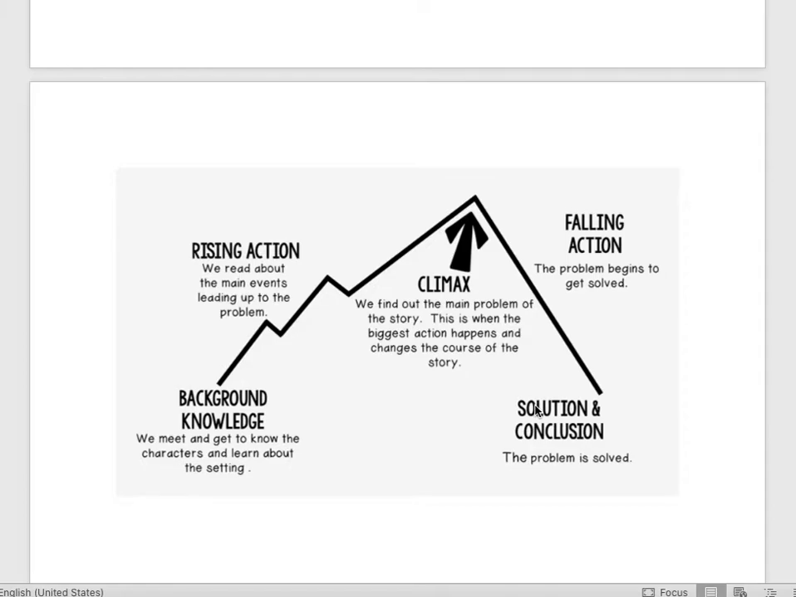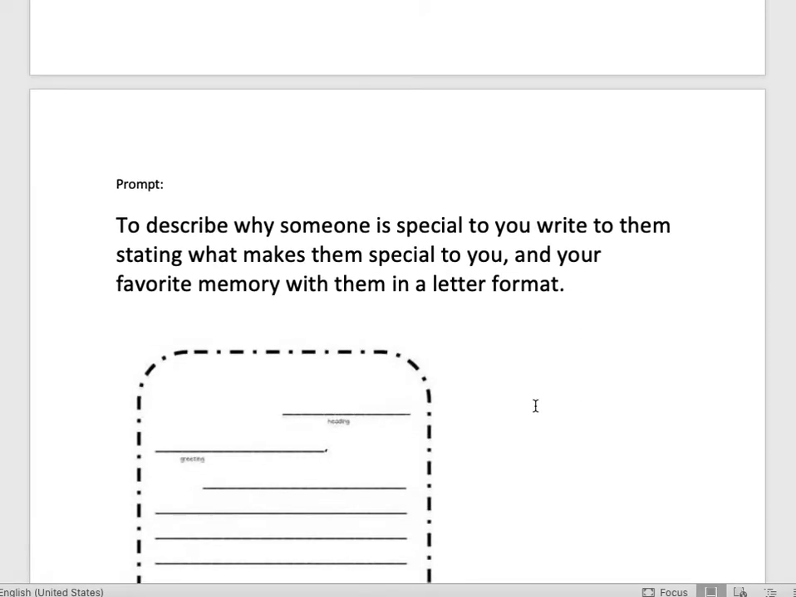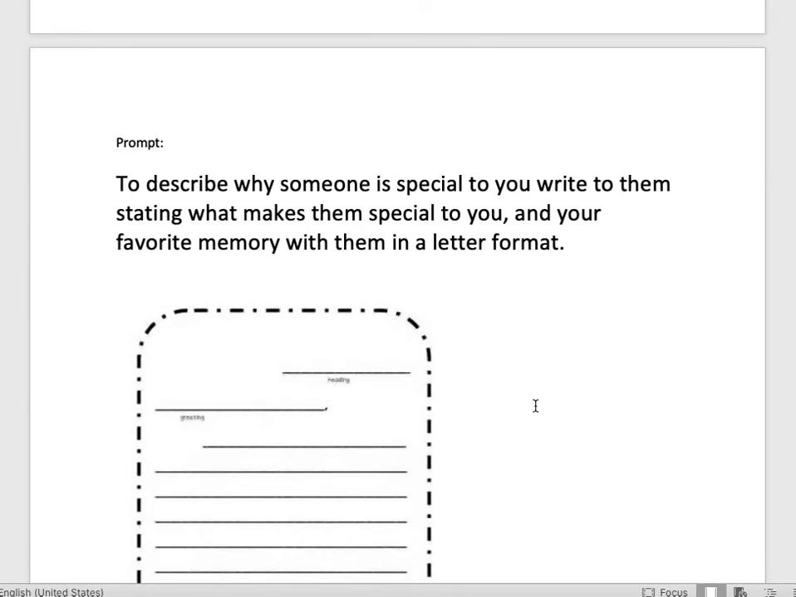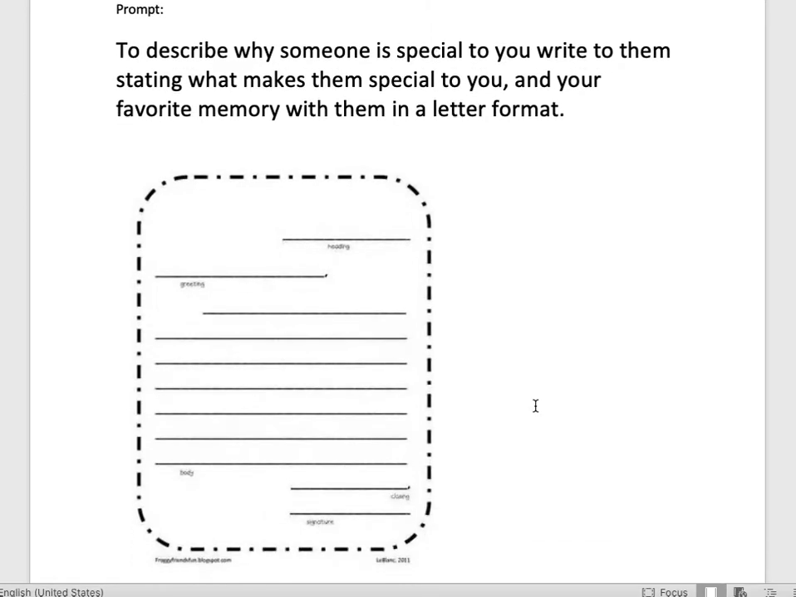So continuing on, if everyone is ready to go, I will then introduce the actual prompt, which will be to describe why someone is special to you. Write to them stating what makes them special to you and your favorite memory with them in a letter format. However, if students are not familiar with the letter format, I will have this visual projected for them, and it will show them that they'll need a heading, a greeting, a body paragraph or body paragraphs, a closing, and a signature.